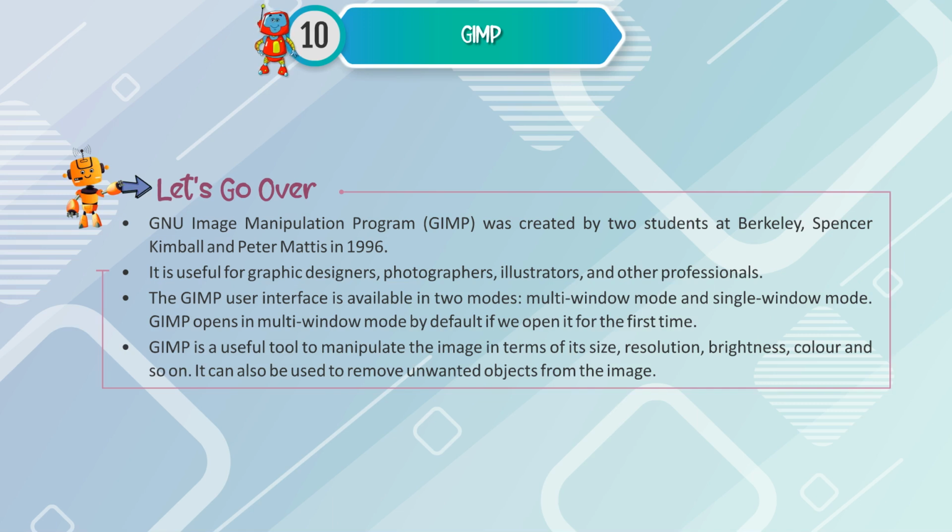GIMP is a useful tool to manipulate the image in terms of its size, resolution, brightness, color, and so on. It can also be used to remove unwanted objects from the image.